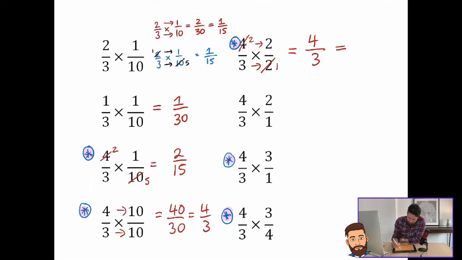How many times does 3 go into 4? Once, with a 3 left over, and we need to work out how many thirds are left over. Well, if 3 goes into 4 once, that would be 3. How do I get to 4? There is 1 left over. So it would be 1 left over.